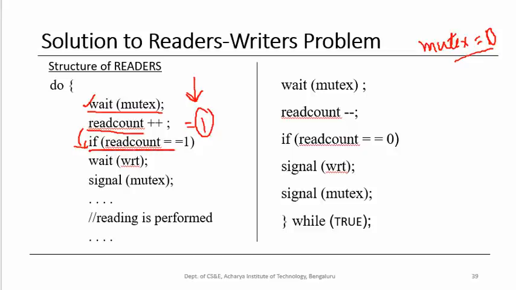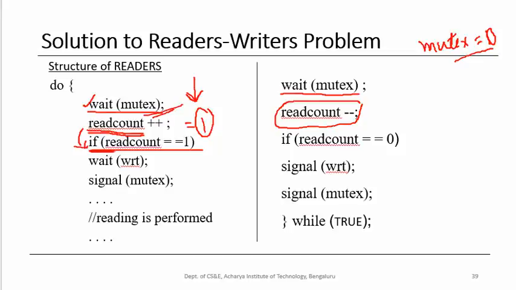Now it checks the value of read count. See this, why is this mutex? Mutex is to obtain the lock on this shared variable read count. So when some reader is performing the read count plus plus or read count minus minus operation, a lock has to be obtained because it's a shared variable. If you allow multiple readers to access this shared variable, that might lead to a race condition, which we have already discussed when we started the discussion on process synchronization.